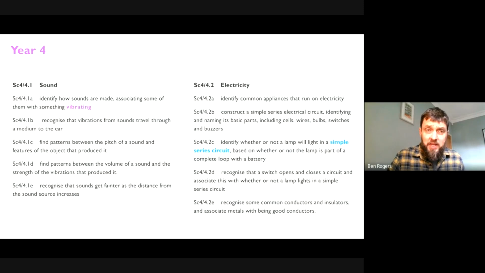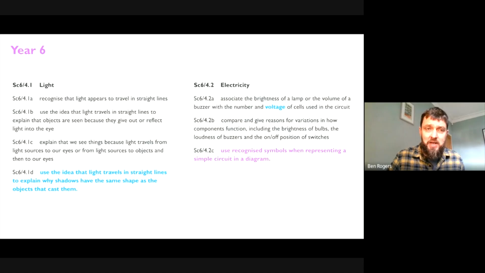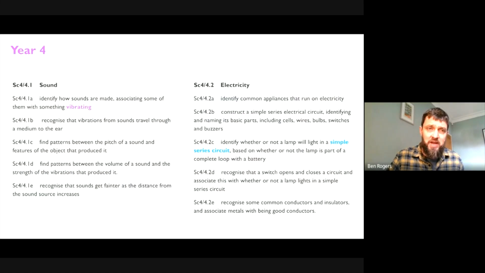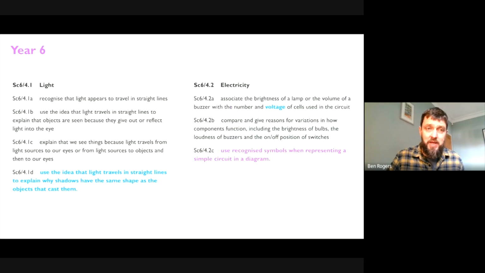So year 3, year 4, totally different stuff. There's no spiral curriculum here, thank you very much. Sound, vibration, series circuits, so electricity in year 4, earth and space forces. And now here we go back to light and electricity. So light, you can see I've highlighted a few more things. You've got voltage, circuit symbols, and so on. But just to go back, electricity was year 3. No, it wasn't. Year 4. Light was year 3. And then by the time you get to here, light is year 3, electricity is year 4.